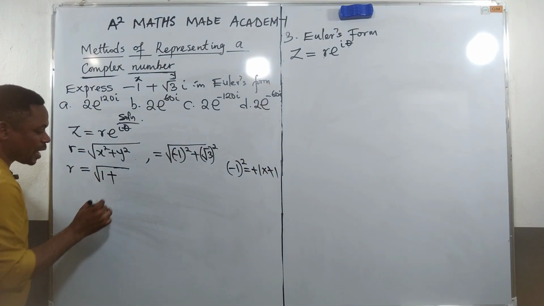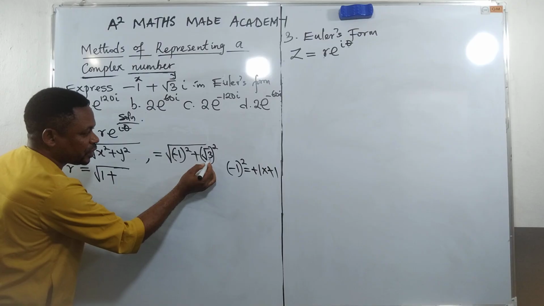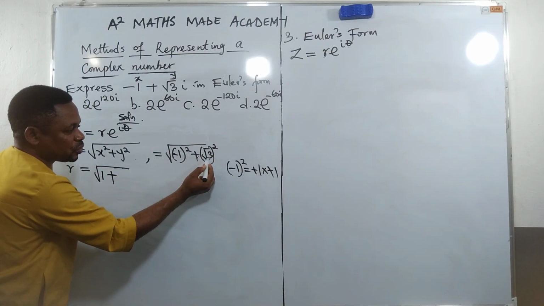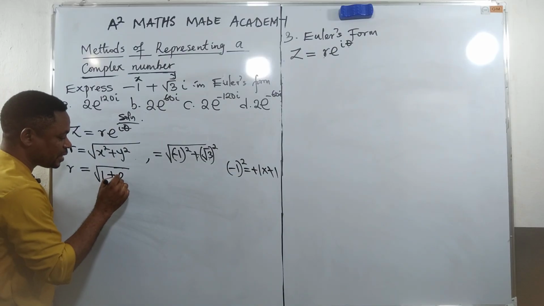I will now add 1. Now the next one is square root of 3 all squared. What will happen here is that the square root will cancel the power 2. It will remain just 3. So which means here is 3.